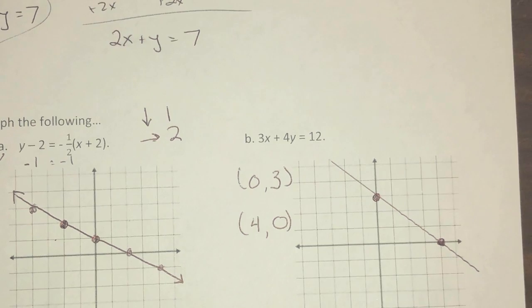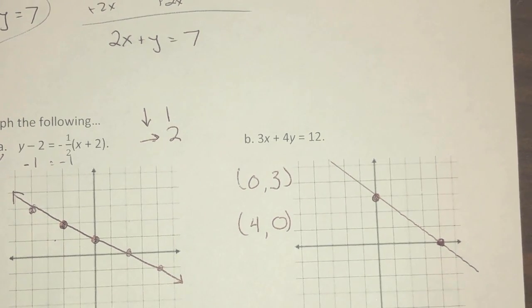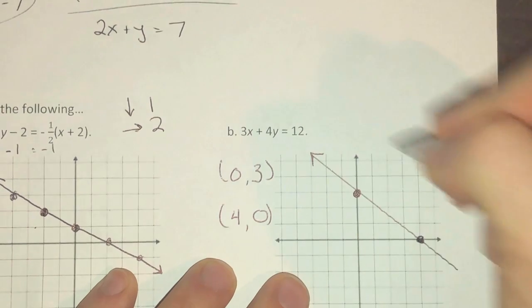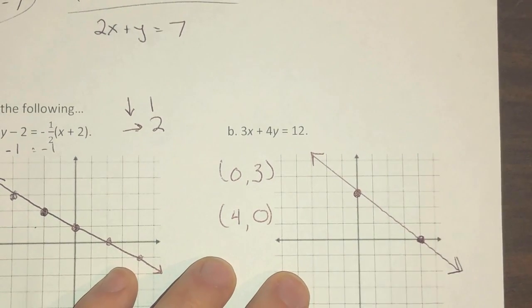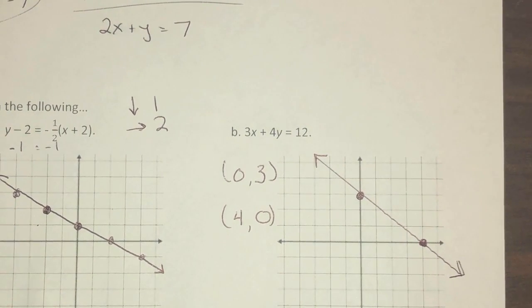You could use whatever you want. I wasn't too picky on the connecting. Now, what did I miss on both sides? This also costs points. Don't forget your arrows. Your arrows have to be there because the graph doesn't stop at the ends. It keeps going forever.